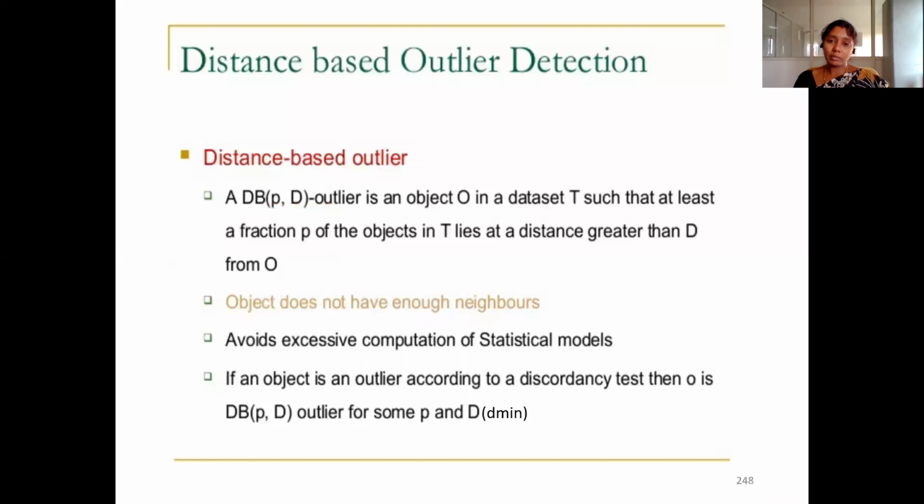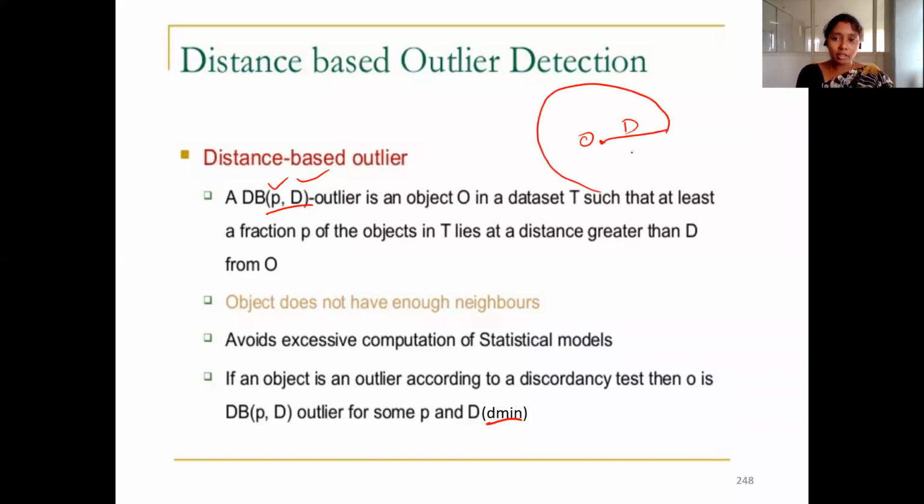In distance-based outlier detection, we are dealing with two parameters. D is the radius, also called d-min, and P is the minimum number of points that should lie within that neighborhood. So if there exists a point, and you draw a neighborhood with radius d, this neighborhood should have a minimum of p fraction of the data set.